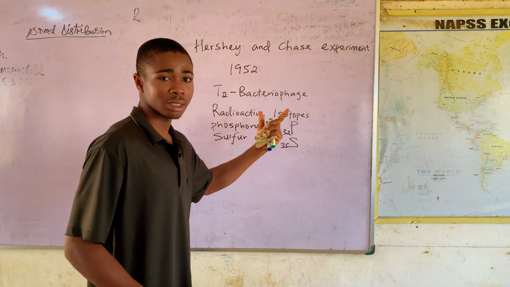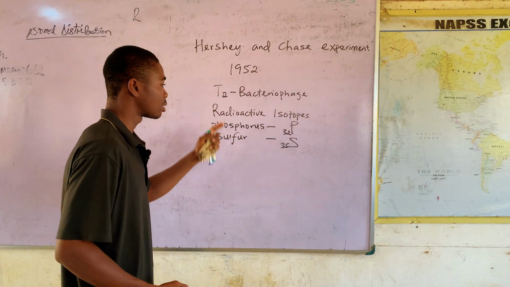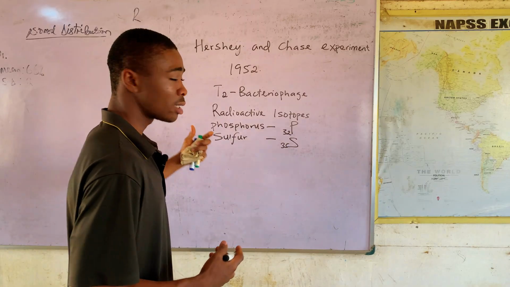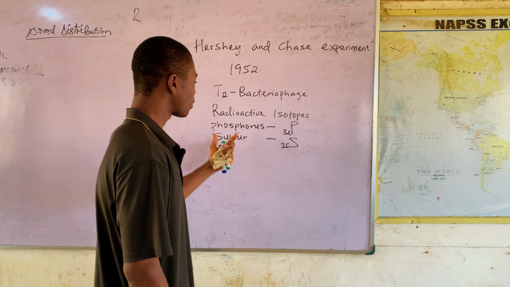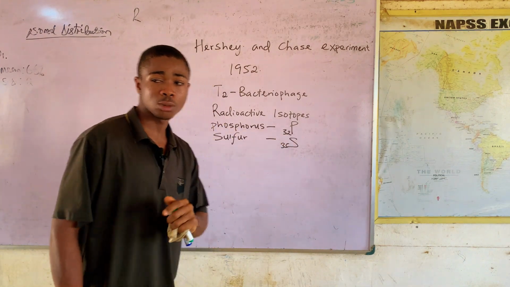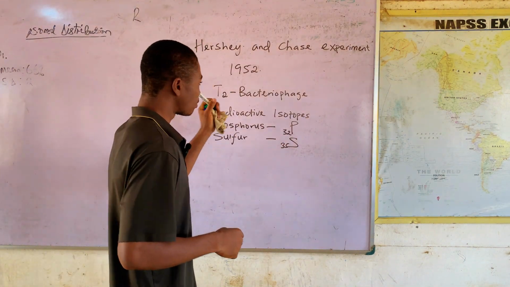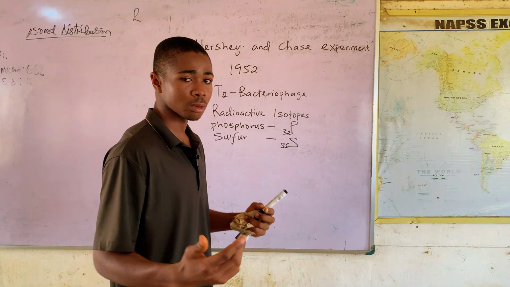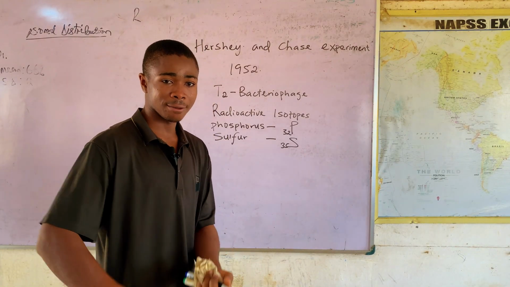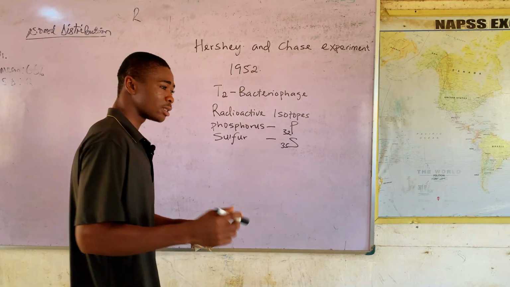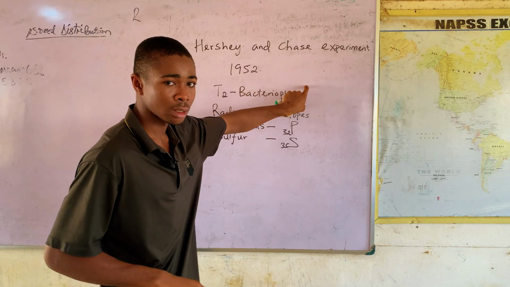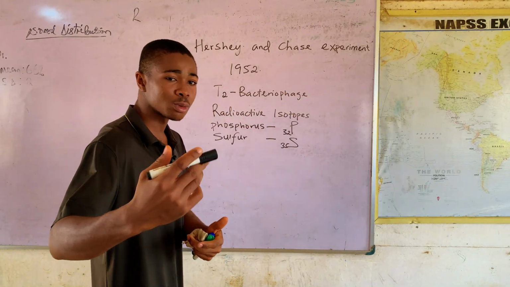So Hershey and Chase used the T2 bacteriophage. When they used the T2 bacteriophage, they also used radioactive isotopes, the radioactive phosphorus and radioactive sulfur. So this was what happened. They used the T2 bacteriophage, which most of us know is a virus that infects bacteria.